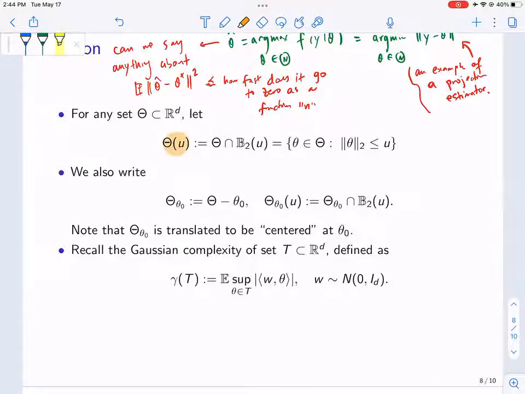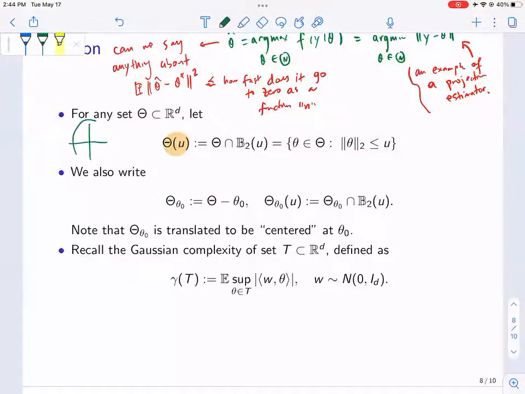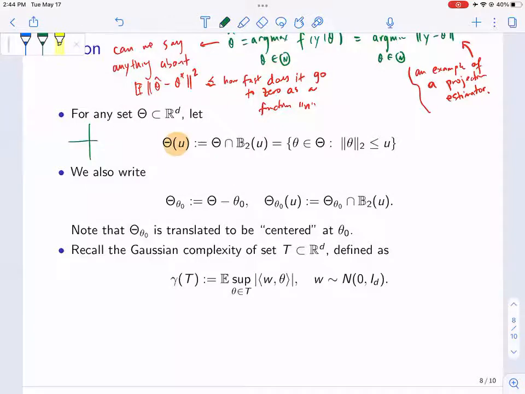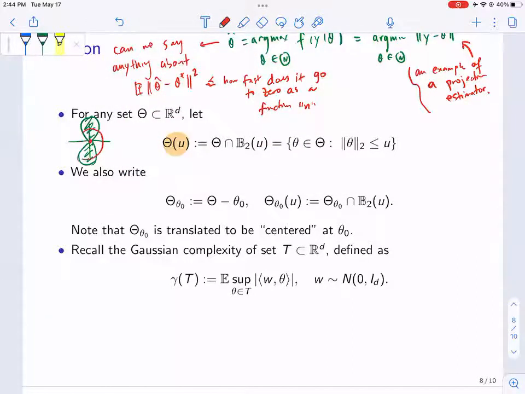Let this be the intersection of theta with a ball of radius u centered at 0. So if I have my theta here, say this is theta, something like that. Say theta is this. I'm going to put a ball of radius u around the origin. And so this part, which is in the intersection, that's theta u. It's like a neighborhood of radius u around 0 in theta.